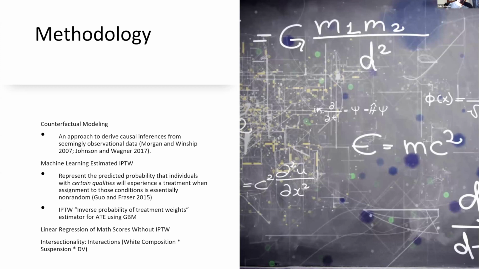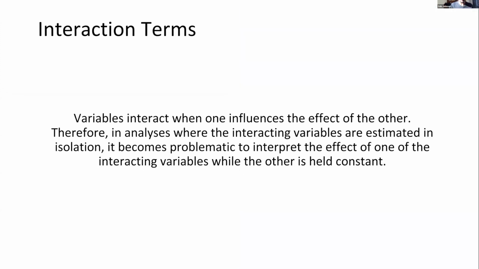And then we used interaction terms to actually get at your race by composition interaction. So variables with interaction terms interact when one influences the effect of the other. Therefore, in analyses where the interacting variables are estimated in isolation, it becomes problematic to interpret the effect of one of the interacting variables while the other is held constant.